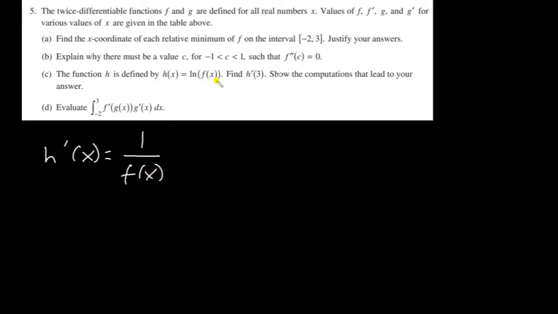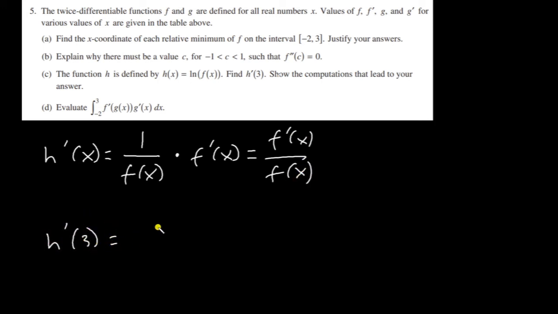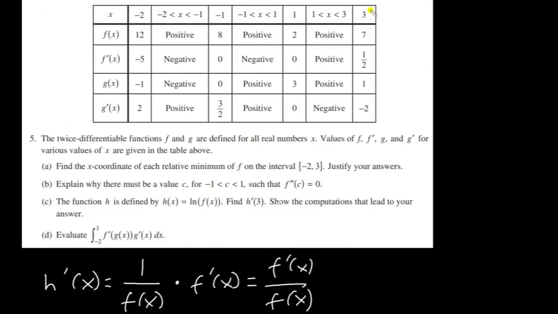And now, we have to multiply by the derivative of the inside function. The inside function was f of x. So we have to multiply this by the derivative of that, which is f prime of x. Okay? So h prime of x is equal to f prime of x over f of x. So h prime of 3 must be equal to f prime of 3 over f of 3. Now let's go up and find f prime of 3 and f of 3.